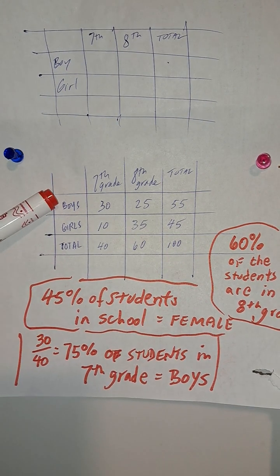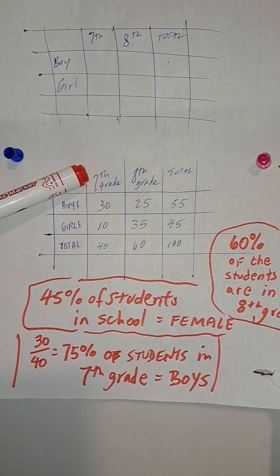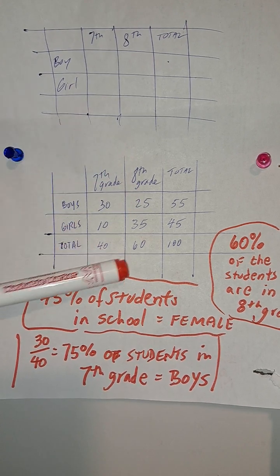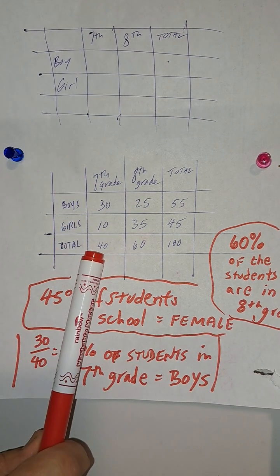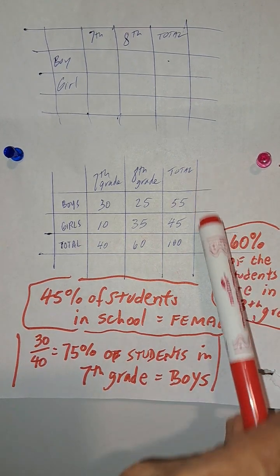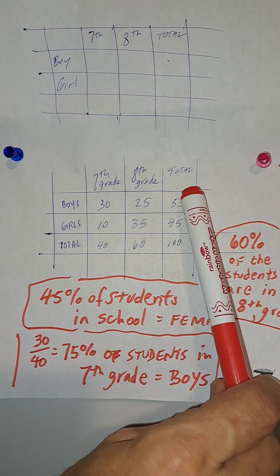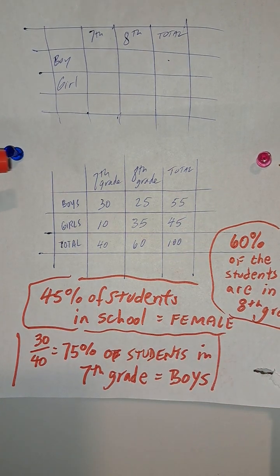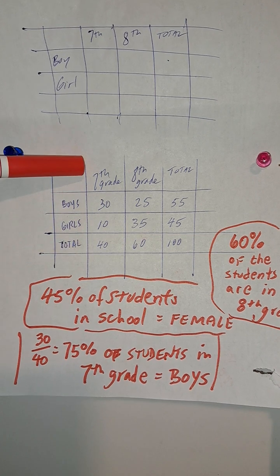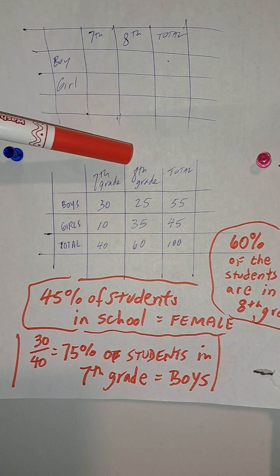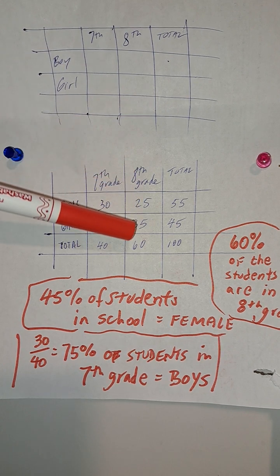If you add the boys and girls who are in the 7th grade, there's 40 of them. If you add the boys and girls in the 8th grade, there's 60. You'll notice that 40 plus 60 equals 100. Going down from this side, 55 and 45 equals 100. The list here, 30 plus 10 makes 40. Right here, 25 plus 35 makes 60.